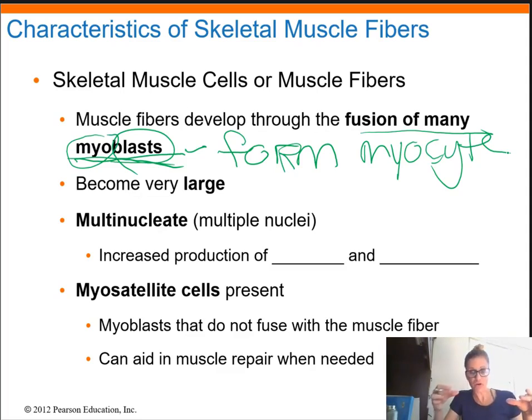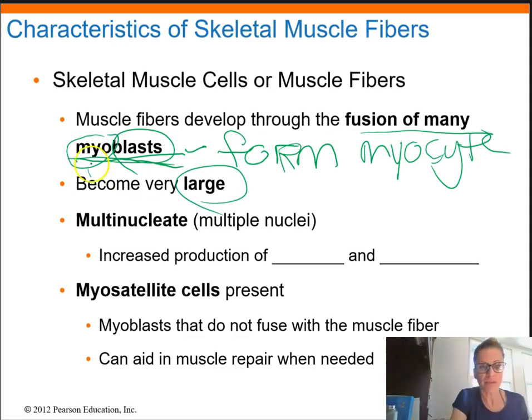Because this muscle fiber is made from hundreds of cells, it ends up being very, very large. The myoblasts are like normal size cells, one microscopic cell. But because we have so many of these all fusing together, the muscle fiber gets bigger and bigger. And one single muscle cell, one muscle fiber, can be up to, I don't know the exact figure, but I think it's like 10 inches long. That's insane. That's really, really big.